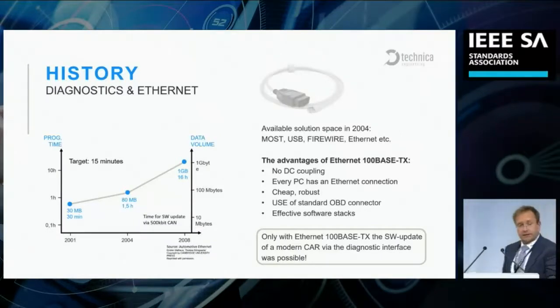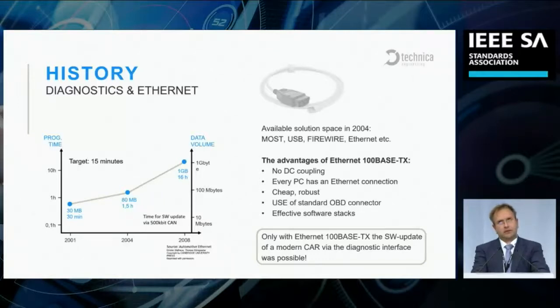As Kirsten said, it's now 17 years ago that there was a request to have a software update on a car. The solution space we had in the year 2004 was a bunch of technologies, mostly because this was the multimedia system we had: USB, Firewire, Ethernet, etc. So there were a lot of options for how we could plug into a car. Then we decided for Ethernet, and we decided for 100-base TX because of some benefits.